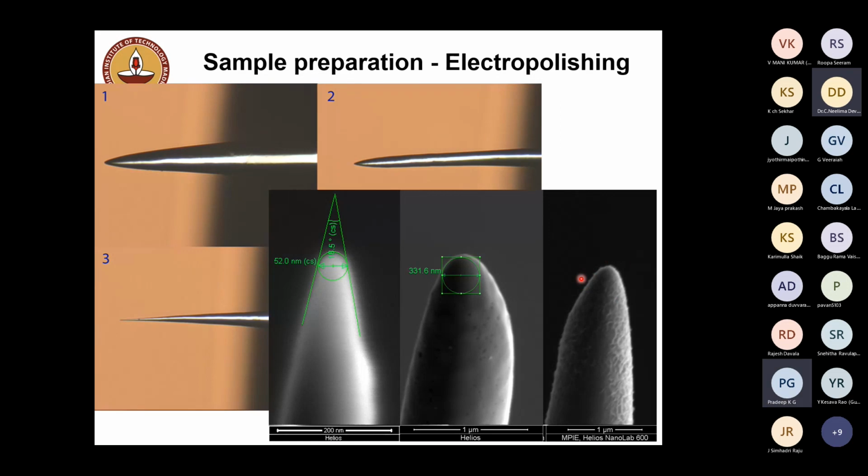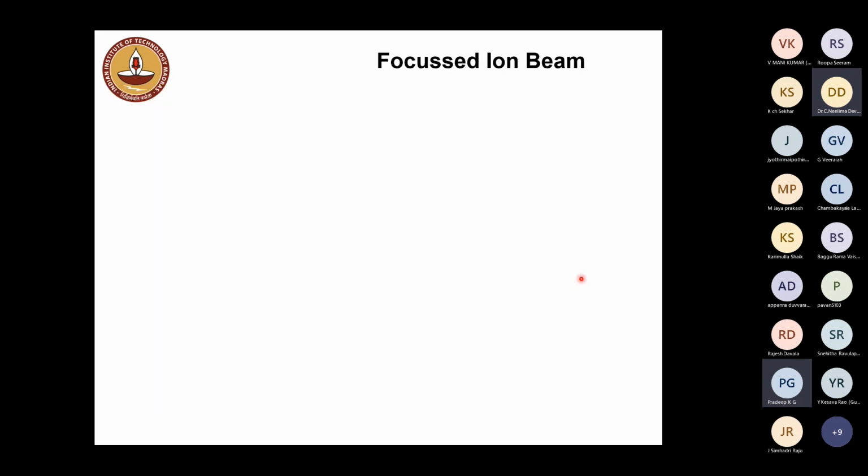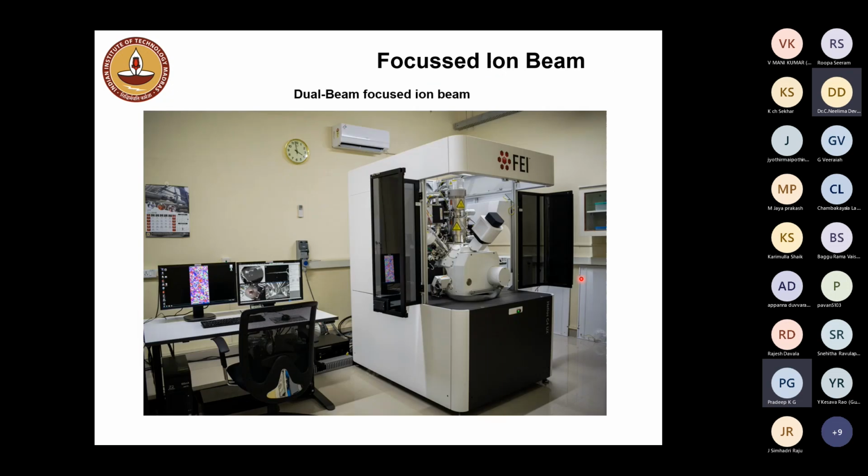The more sophisticated way to produce the same needle is by using the dual beam focused ion beam, which I showed in the beginning. This comes under the umbrella of NFAPT, where we have this dual beam microscope, where we can produce the same kind of needle in a much more sophisticated way. That means if there is any specific region of interest to be studied, we can prepare it using this method, which is not possible by the conventional electropolishing method.